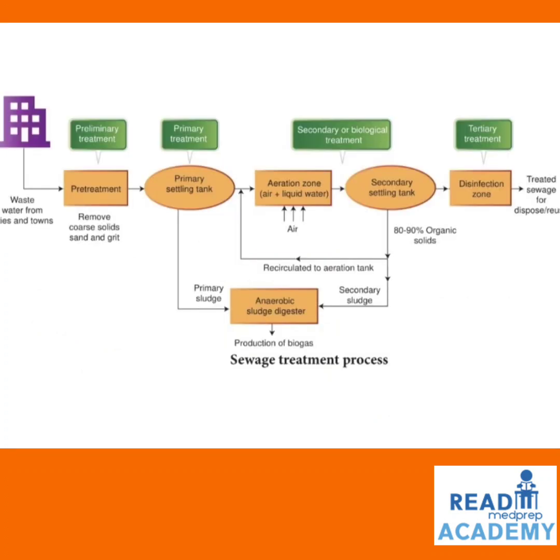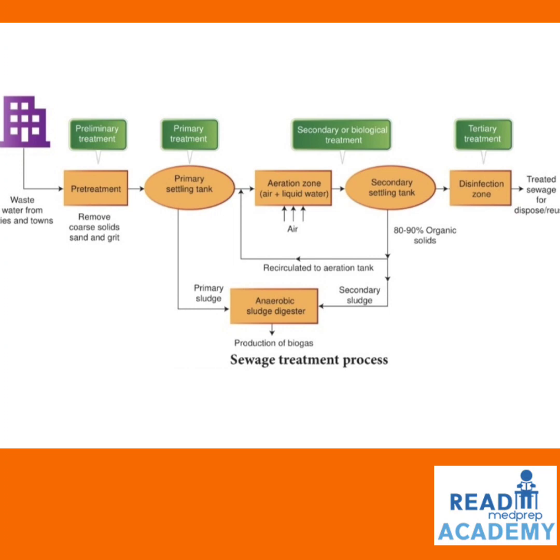Here, the entire sewage treatment process is summed up. Wastewater from the cities and the towns is passed on for pre-treatment, which removes the coarse solids, sand and grit. After the preliminary treatment, it is passed on to the primary treatment in the primary settling tank. Here the primary sludge is removed and sent to the anaerobic sludge digester, which produces biogas and fertilizer.